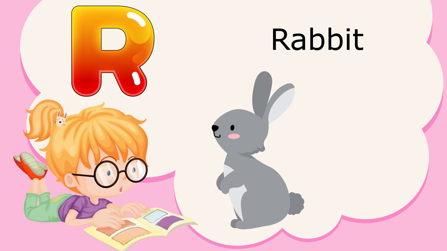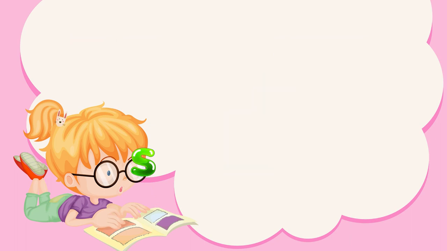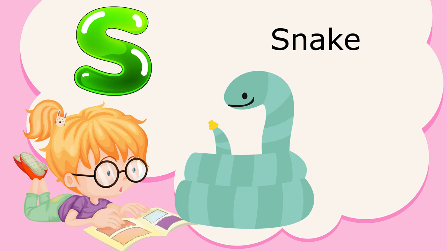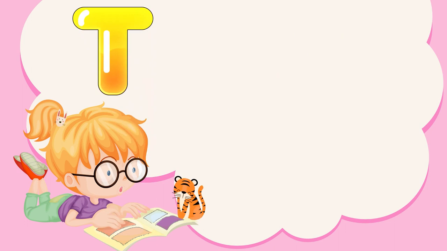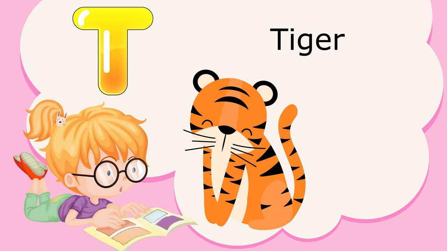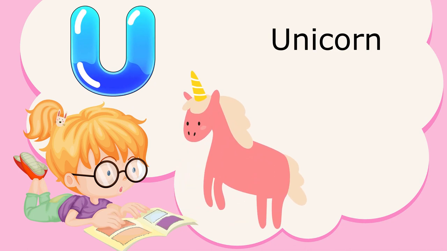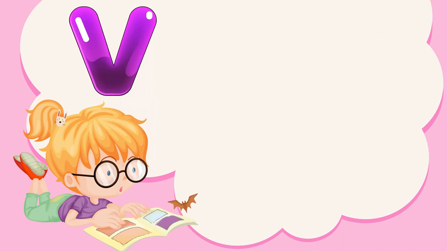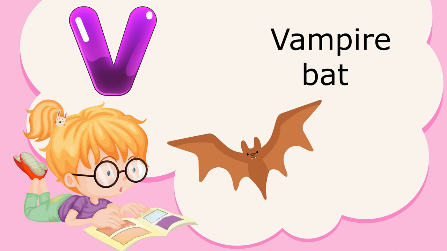R for rabbit. R A B B I T. S for snake. S N A K E. T for tiger. T I G E R. U for unicorn. U N I C O R N.